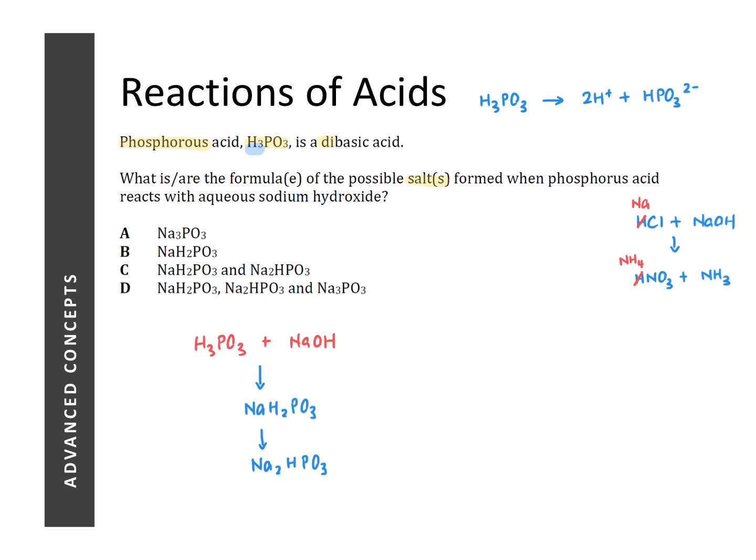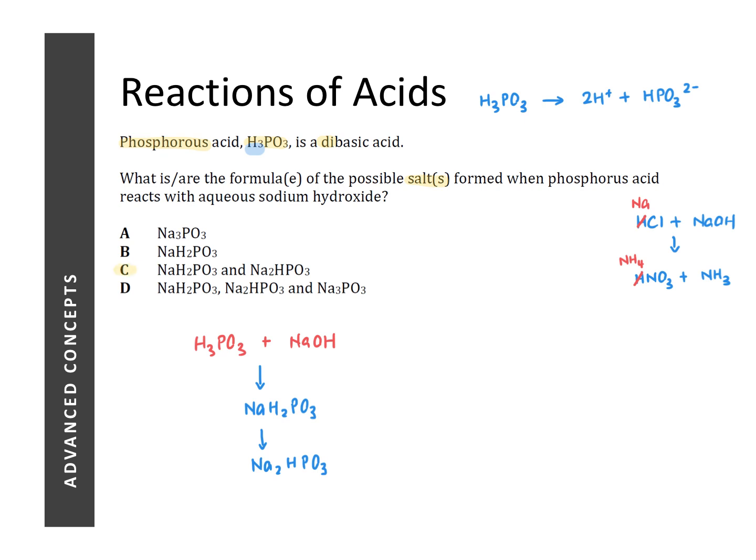The answer is no, because the question already stated there is a dibasic acid, so only two of the three hydrogens can actually form ions. Only two of the three hydrogens can actually undergo reaction with an alkali. Okay, so the answer here is C.